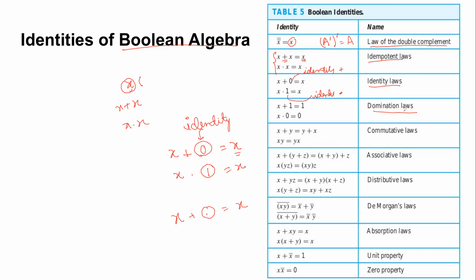Next is the domination law. What do you mean by domination law? Domination law basically means that irrespective of what value the expression takes, your answer is always going to be the same. If you recall from propositional calculus, if I take any value of a proposition and I take it OR with true, what is it always going to give me?